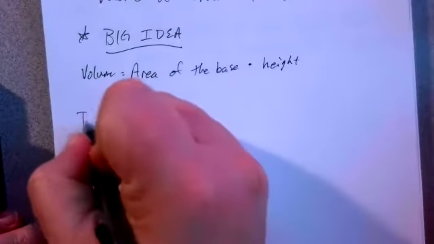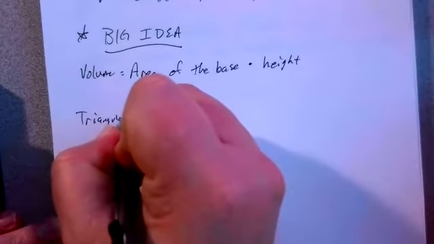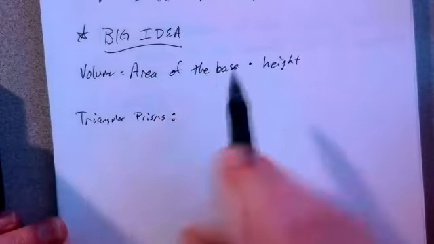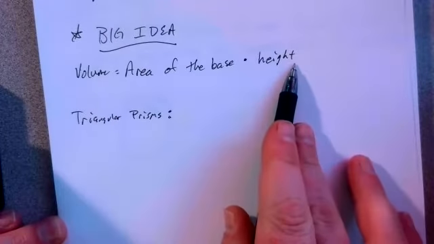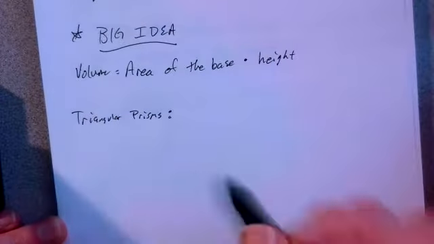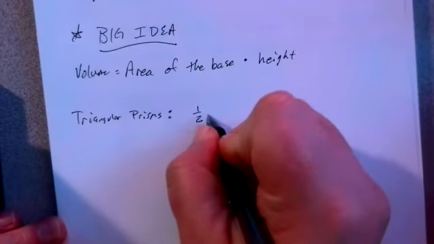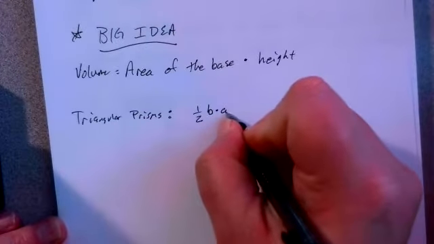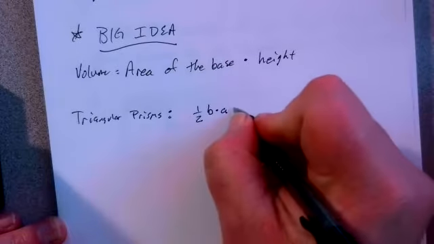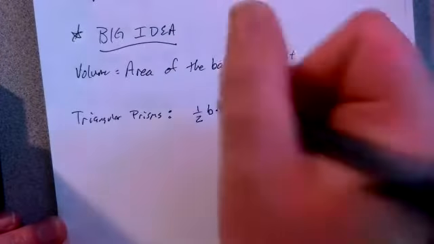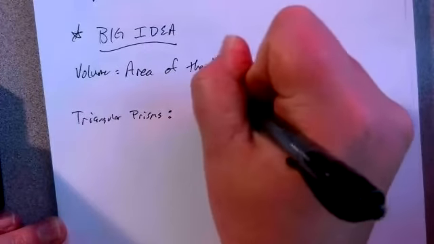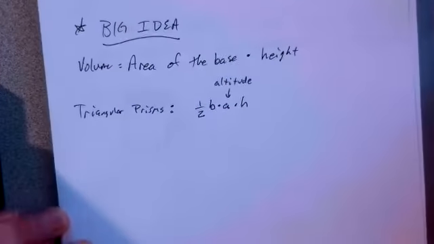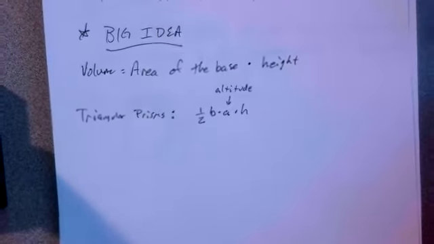For triangular prisms, remember, area of the base times the height. Well, the area of the base is going to be 1/2 base times altitude times height. I'm going to be very careful here that we call this altitude, right? Not to be confused with apothem, right?